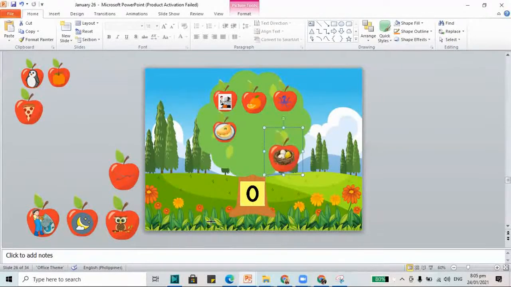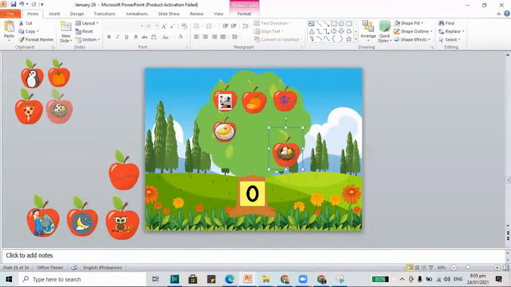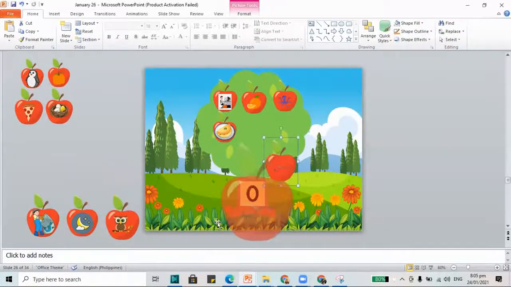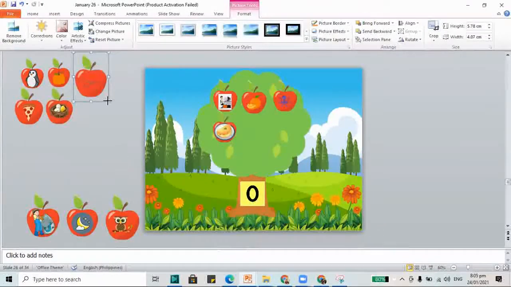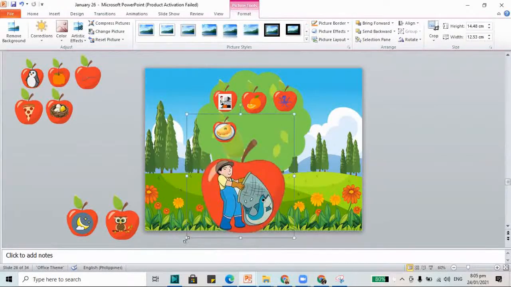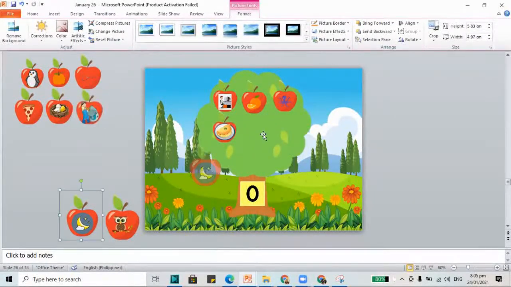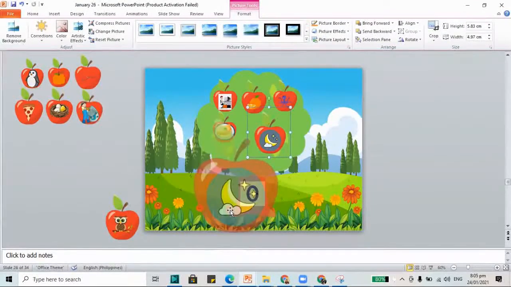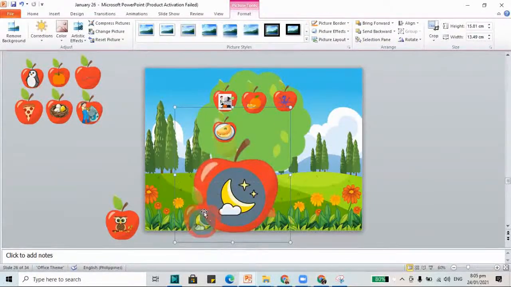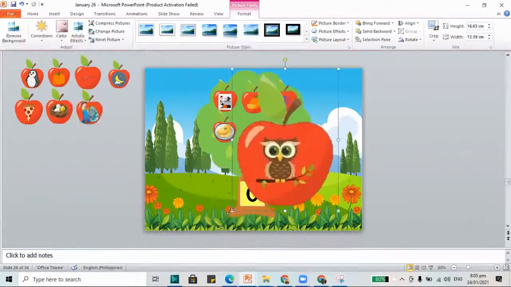How about the nest? No, nest doesn't go in the letter O. How about the needle? No, needle doesn't go in O. How about net? No, net doesn't begin with O. How about night? No, night doesn't begin with O. And how about the last one? Owl. Owl begins with O. Let's put it inside.